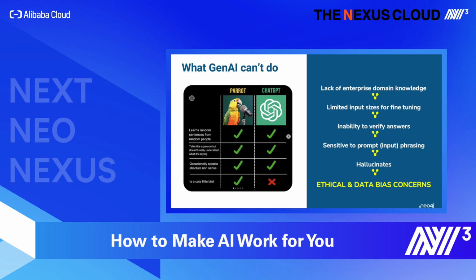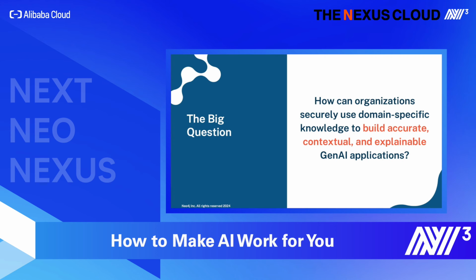ChatGPT is an application. The big question is, how can you build an application that is domain specific? LLM, again, is very, very generic. If you're a finance company, or a logistics company, how can you create an LLM that's very specific to your industry? More importantly, how can it be contextual?